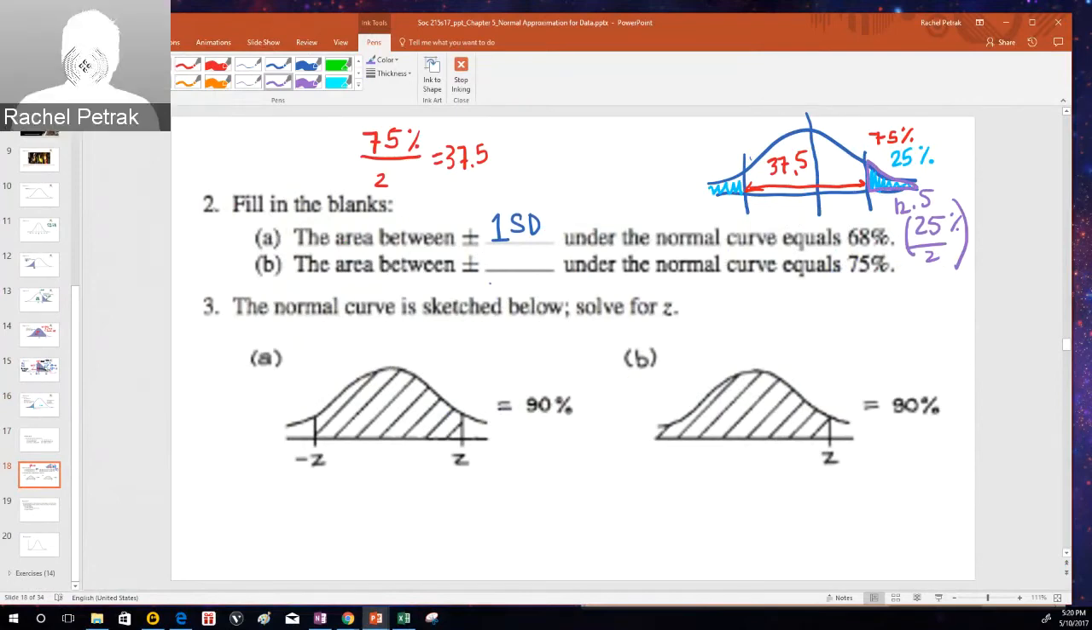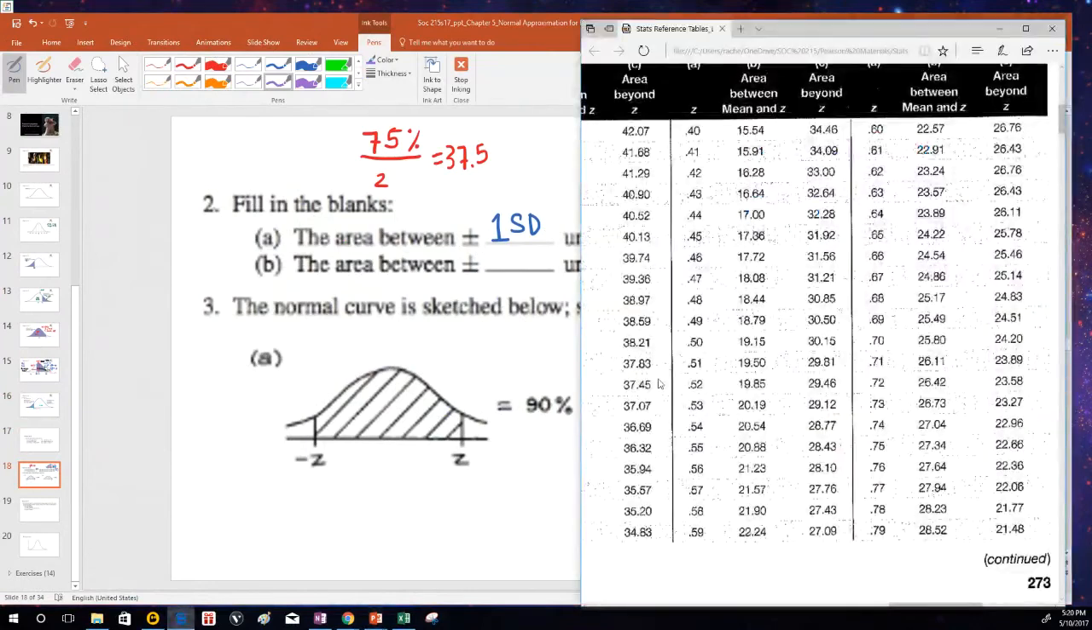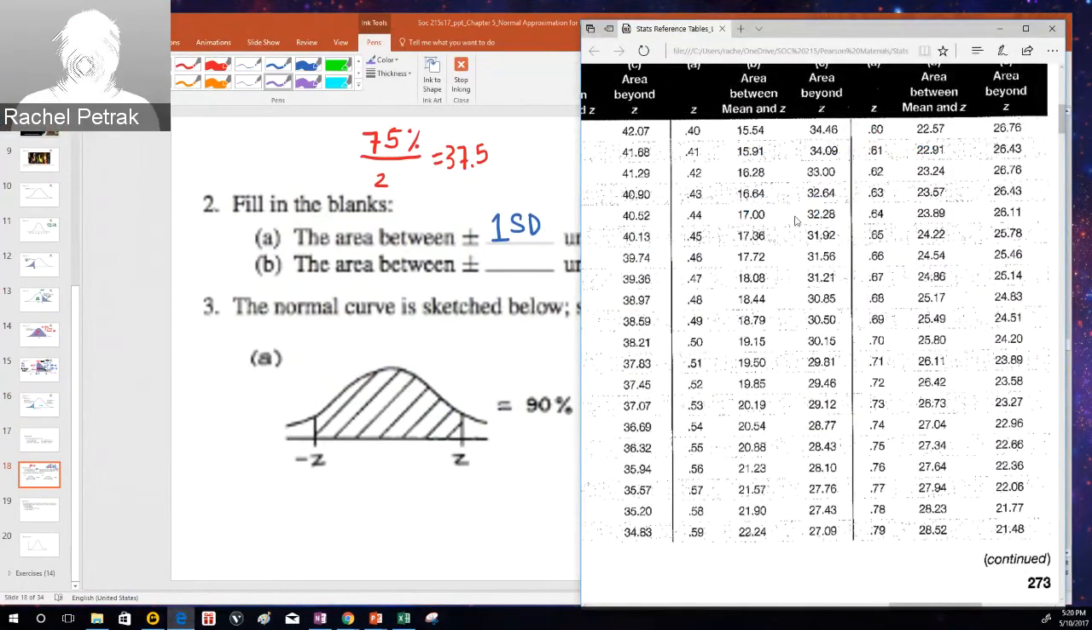But let's finish finding the area between these, the area that encompasses 75% of the distribution, because we're almost there right now. So now I'm going to go back to my z table and look first at the area between the mean and z, and I'm looking for an area of 37.5%.